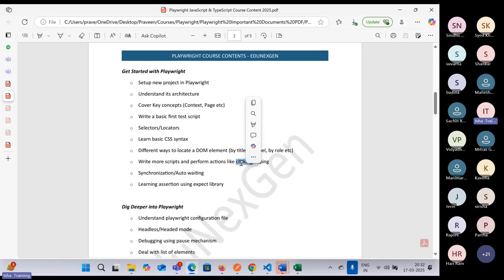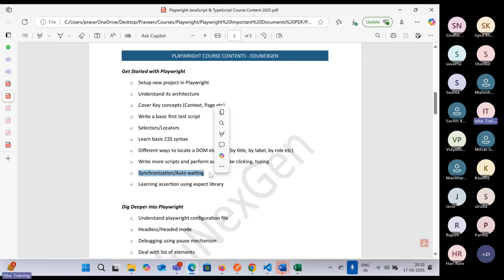There will be different kind of basic things that we perform in general, like typing inside the input box, getting the text value, clicking on an element. This will be a basic general day-to-day life that will cover up in terms of our basic part of the Playwright, and then we'll go for understanding synchronization process.